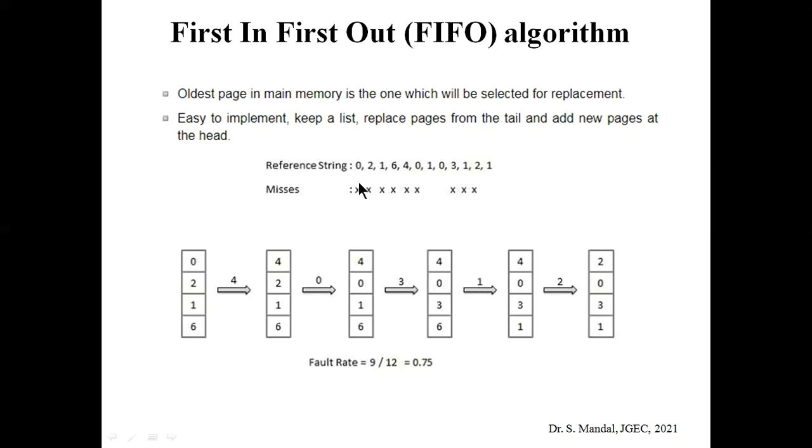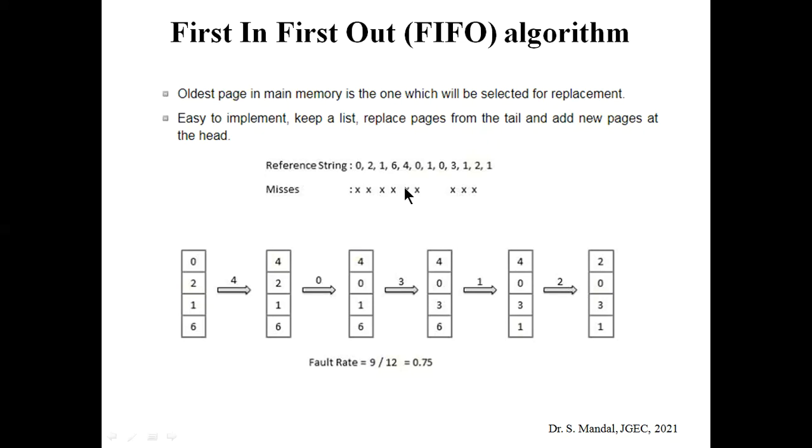So after this, 0216 has been clearly loaded, no problem. Here in the second row we are using a value like misses, that means initially whether it is loaded or not. Initially 0 is not loaded into the main memory, so that means there is a miss. Using the page replacement algorithm, from the secondary memory we need to load the respective pages into the main memory. So this one is a miss, this one also a miss, and this one also a miss.